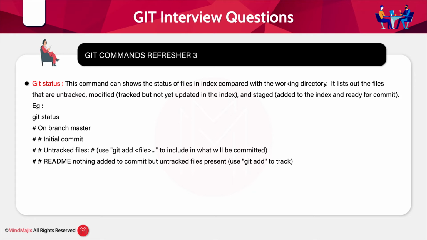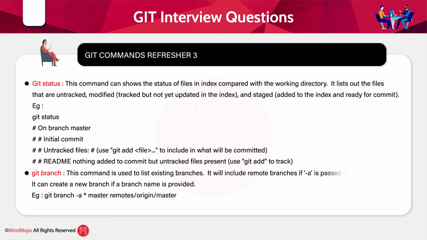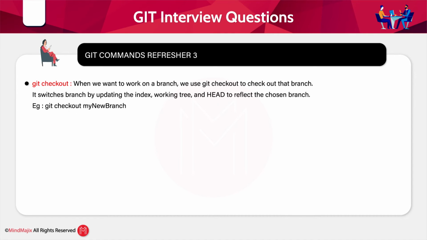They are added to the staging area and ready to commit, like git status. Git branch allows us to list existing branches. It lists out all the existing branches. See, git branch -a. We can create a new branch as well using the git branch command. Git checkout: we can check out from the current branch to any specified branch.